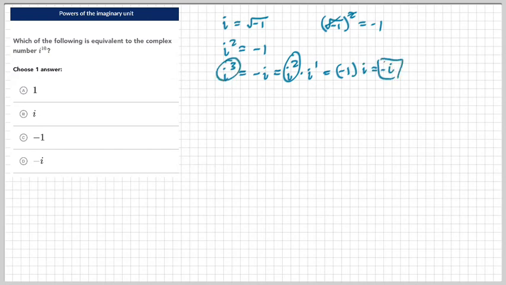Okay, I don't like him that much. He's my least favorite out of all the i cousins. Okay, I like this guy second.